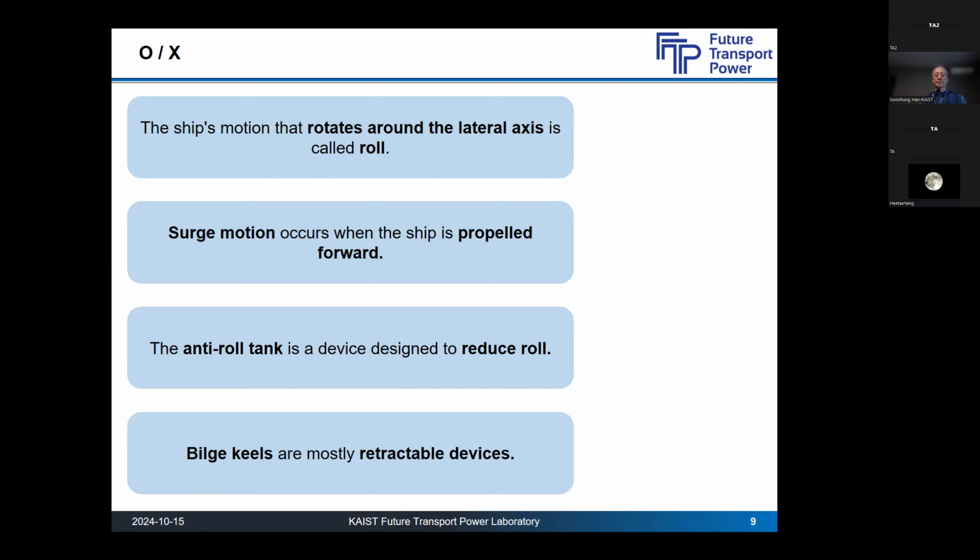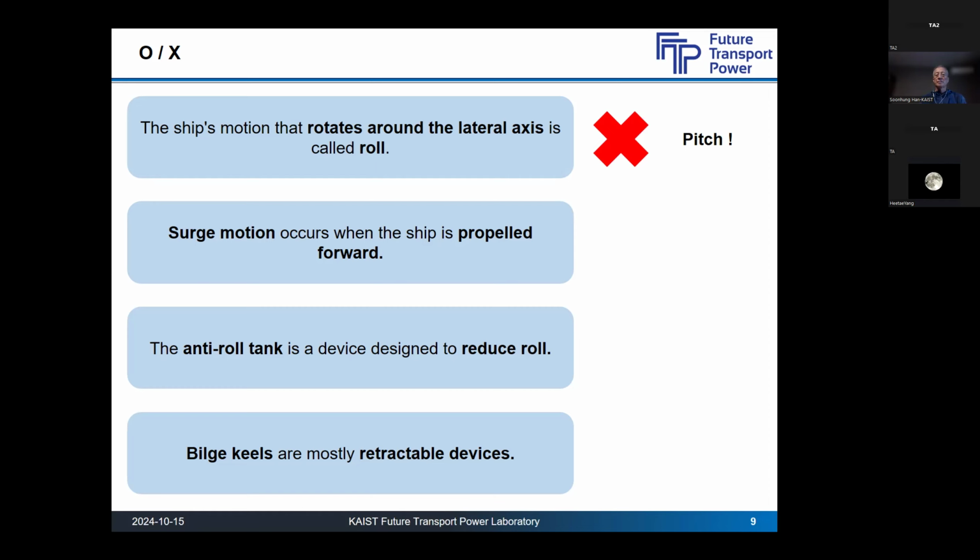I'll count 10 or 20 seconds. Okay. Thank you. So the first question's answer is X. The ship motion that rotates around the lateral axis is called pitch. The roll is the rotational motion around the longitudinal axis.